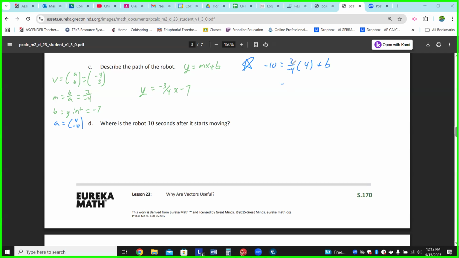Now I can calculate it by hand. So -3/4 times 4 would be -3, so -10 equals -3 plus b, then you would add 3. So then you would get -7 equals b. If the question didn't ask me to graph or find out what t equals 0, and it simply asked, can you describe the equation, I would probably go this route just so I could get my b anyways.